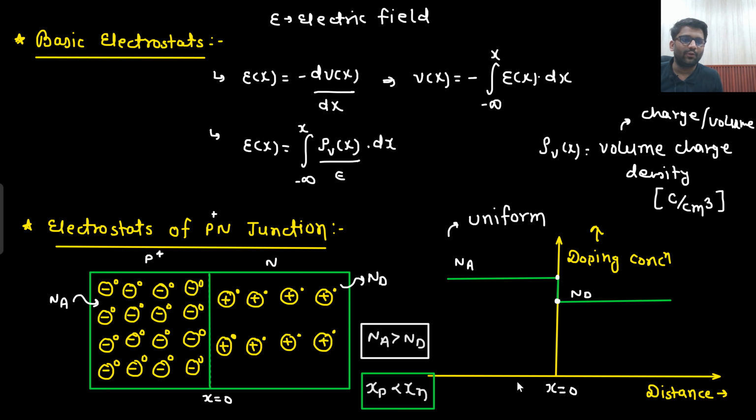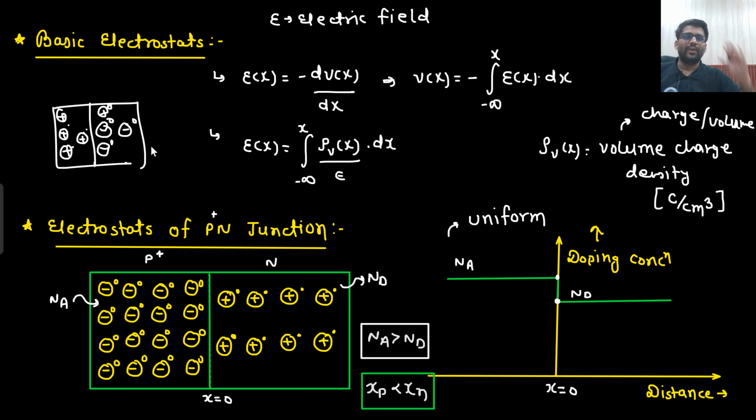So how are you saying uniform doping? The P side is uniformly doped, the N side is uniformly doped. Now what I am going to do is take a semiconductor and do a different kind of doping. Here highly doped, and then here lightly doped. So this is the different kind of doping I am going to do.